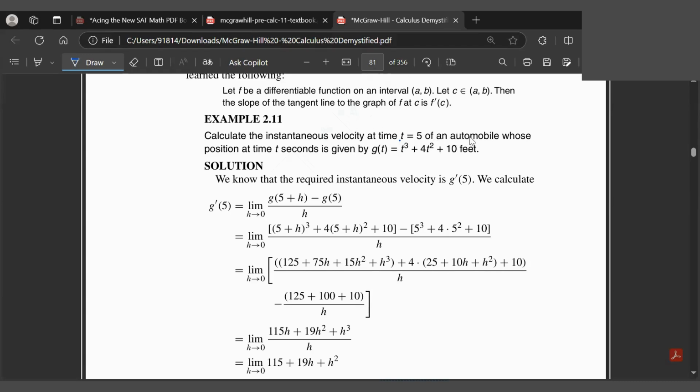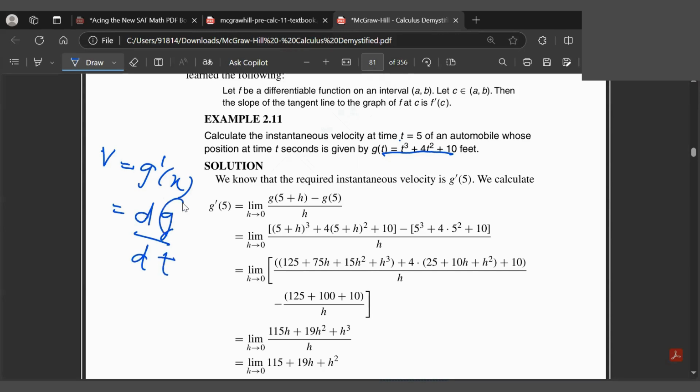Do you know about velocity? What is velocity? Velocity is like the speed at which it's going, or the speed at a particular time. We are given the position, right? g of t is given as the position function. Do you know the concept that velocity is equal to the derivative of position? We can say velocity is equal to dg by dt.